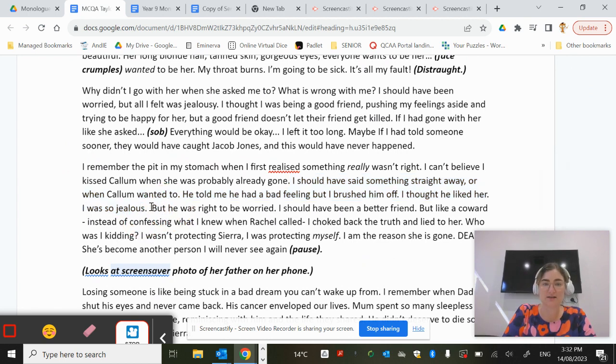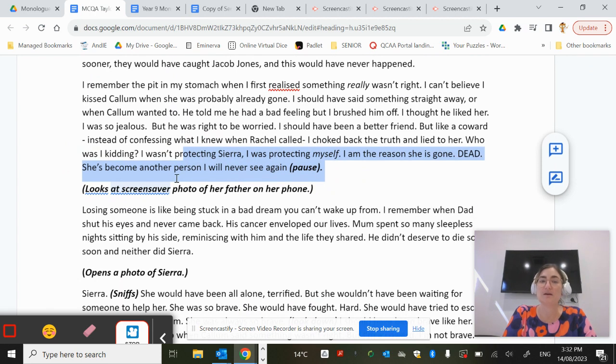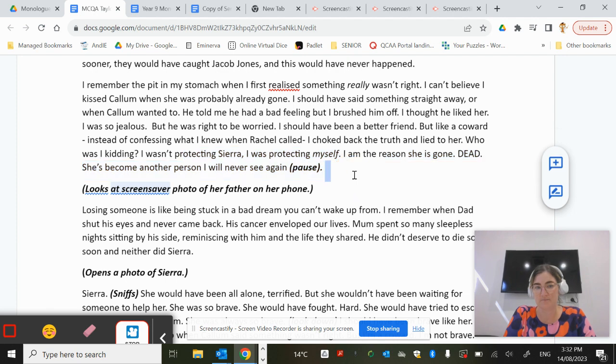I was so jealous, but he was right to be worried. I should have been a better friend. So you can see that she's reflecting on her feelings, but there's also regret and shame there. Okay. And then when we go to talk about something else that has happened in the past, there's a link there. She's become another person I will never see again.